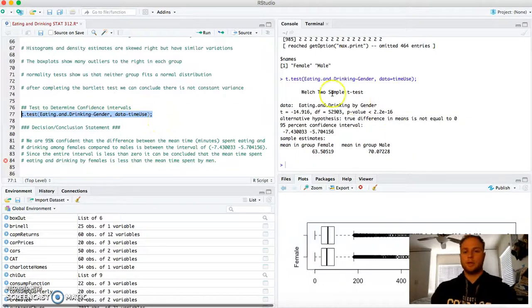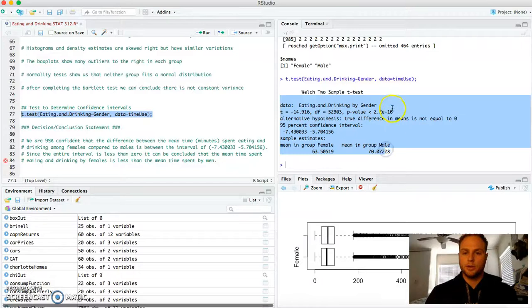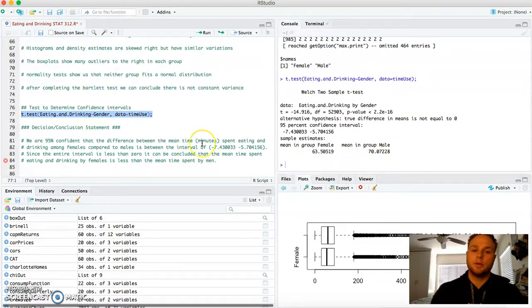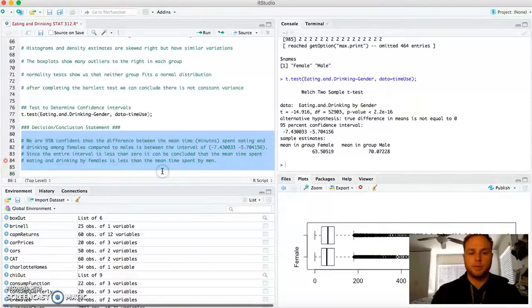But if we run this test, we'll get some data over here showing a small p-value, showing that, again, the mean is less in the female group than the male group, which will suggest that males spent more time eating and drinking. And by about how much, we have this confidence interval right here. So we are about 95% confident that the difference between the mean time in minutes spent eating and drinking among females compared to males is between the interval of -7.43 and -5.704. Since the entire interval is less than 0, it can be concluded that the mean time spent eating and drinking by females is less than the time spent by males.